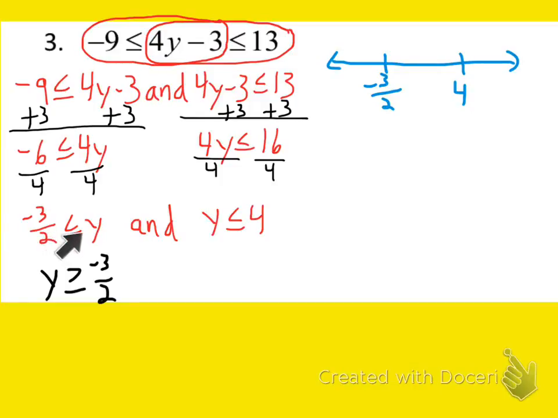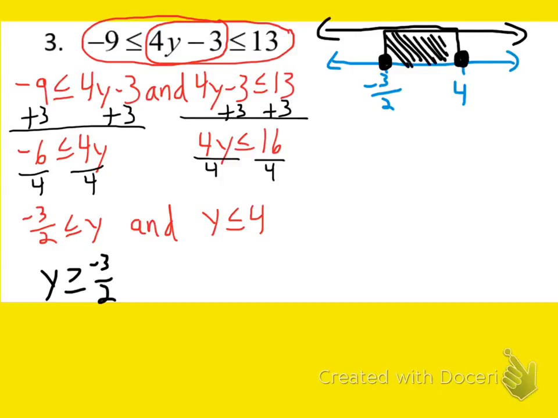If negative 3 over 2 is less than or equal to y, I want y to be greater than or equal to negative 3 over 2. That means the graph is going to be a closed circle going to the right. And for y is less than or equal to 4, that's going to give me a closed circle going to the left. And remember we said and is the intersection. So where these two graphs overlap and intersect, that's our solution.